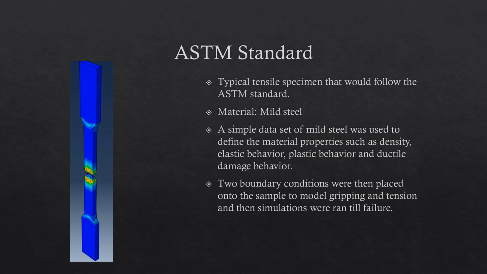The material used to define plasticity, elasticity, and ductile damage behavior was mild steel in this case. In tensile testing, you would typically have a fixture at the bottom and a tension load at the top, pulling until failure. In the following slides, I will be giving a brief explanation of each tensile sample, followed by a stress strain curve graph that was produced.